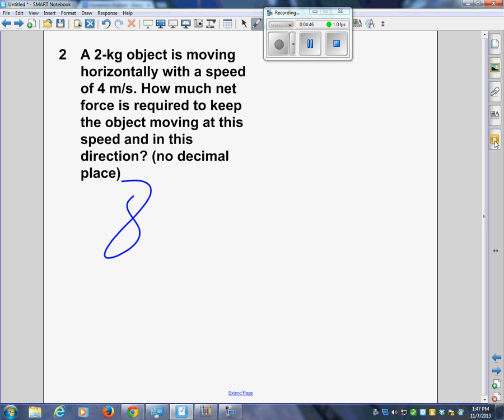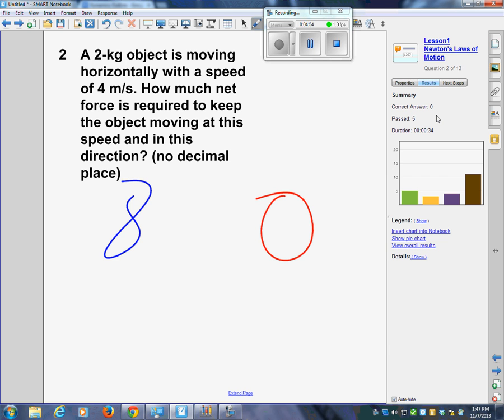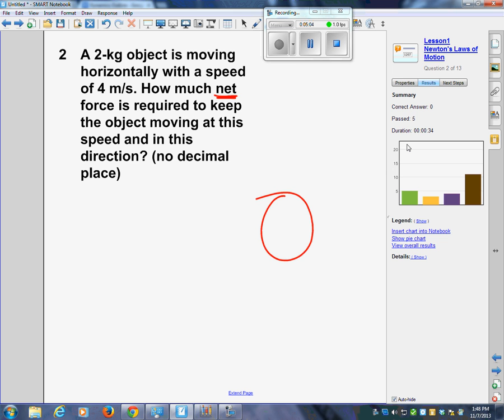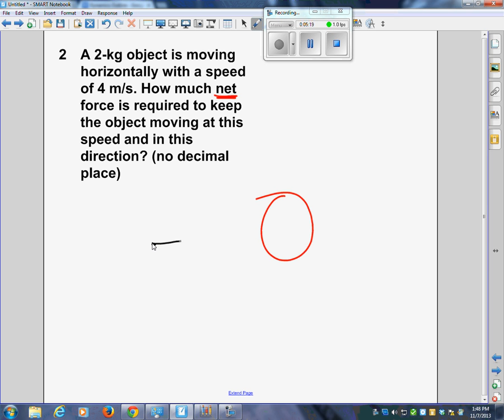The correct answer is 0. 0 net force. The key word is net force. Does it require a force to keep something moving? Yes. How much force? Just enough to overcome, starts with an F, friction. Just enough force to overcome friction. But the net force, like if friction is, say, minus 10 newtons, how much do you have to push the other way?